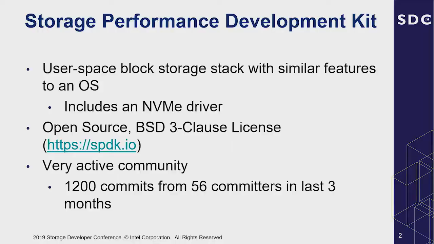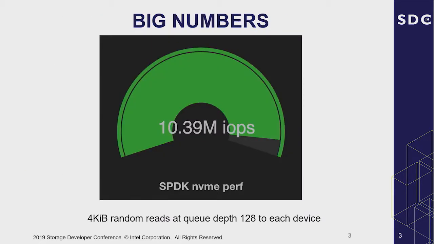Okay, so I'll just get right to it, the big numbers. This is a single thread directly to the SPDK NVMe driver using one NVMe queue pair per device, 4K random reads at a queue depth of 128 to each device. So 10.39 million IOPS. And what the talk is really going to be about is how. I'm not just going to show you the numbers and say, we did it, and then gloat for like 50 minutes. The talk is about how we did it.